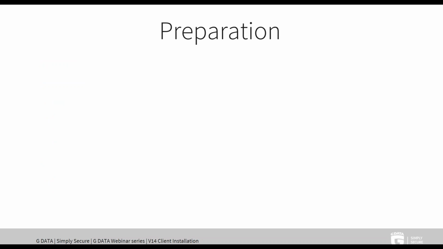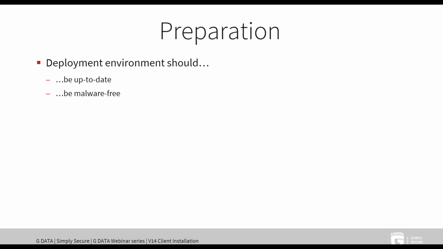Heading on to the preparation. The actual deployment environment should, of course, be up to date. That's the most important thing. If you're running an outdated system, you might run into trouble anyway, and our latest version requires certain things to be up to date to work properly. Also, the environment should be malware-free and it should meet the minimum system requirements.